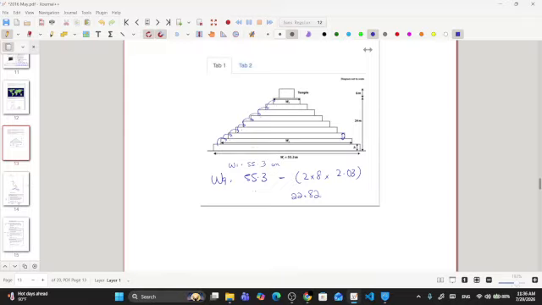This is how I'm going to find the answer. Does that make sense? This was a difficult question, so I can explain it again. I got it. Okay, just to quickly explain it again.